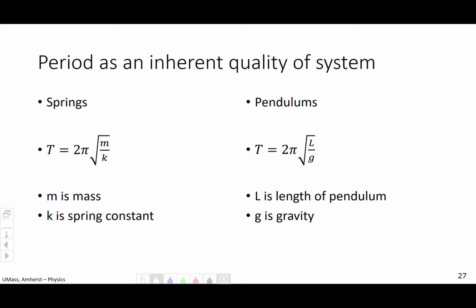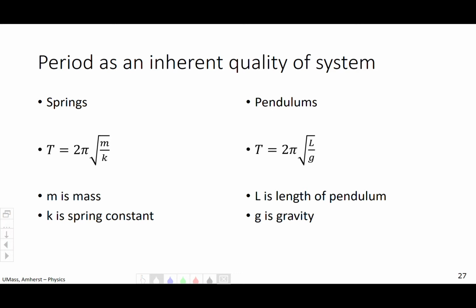So if there's anything that you need to take notes on, it's this. If you are in AP Physics 1, these two things are on your formula sheet. However, you do need to know what they mean. There's no point in having a formula if you have no idea what the variables mean. So for spring mass systems, and pendulums, the period of the oscillation is an inherent quality, like things that have mass have a certain amount of mass because that's just the amount of mass that they have.